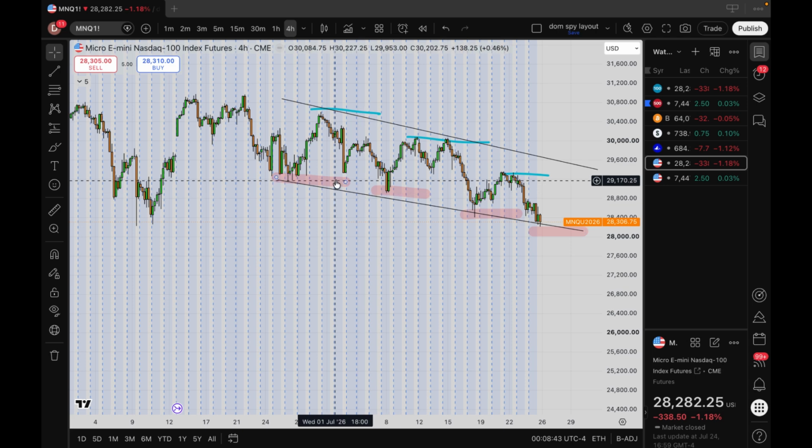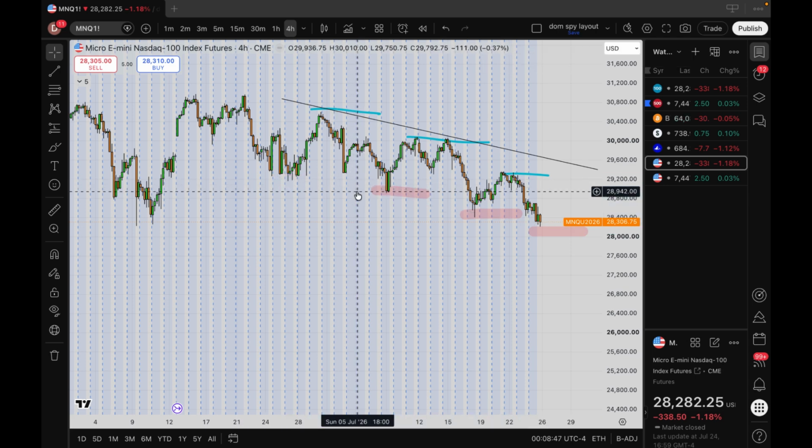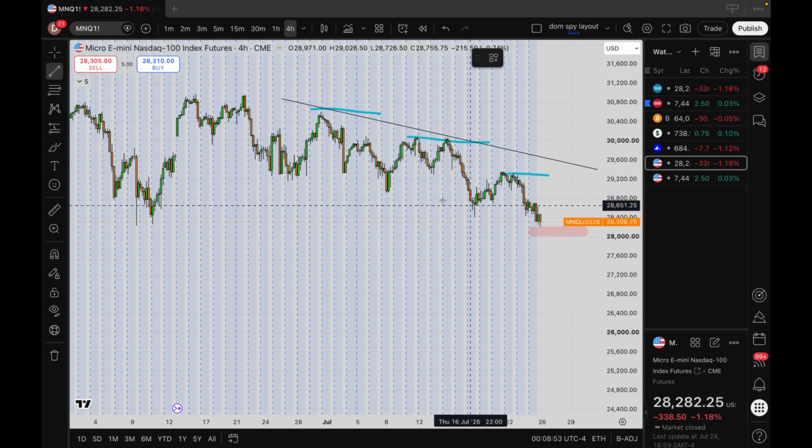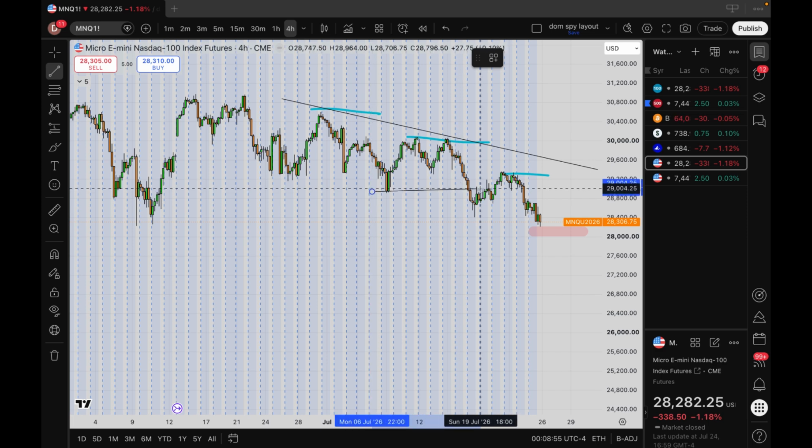All right, break of structure. What is a break of structure? I'm going to tell you. Go ahead and relax. I know you're on the edge of your seat. Break of structure is this. This is your low, right? The low that we had drawn out.